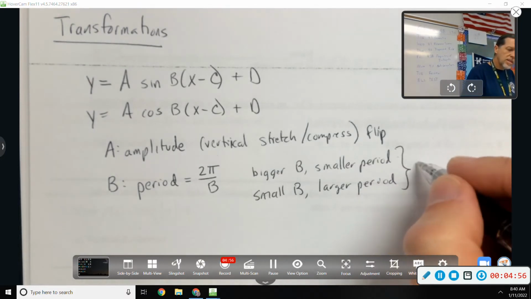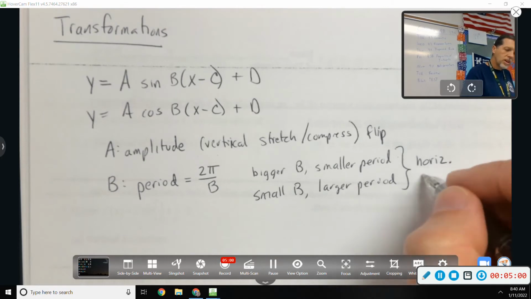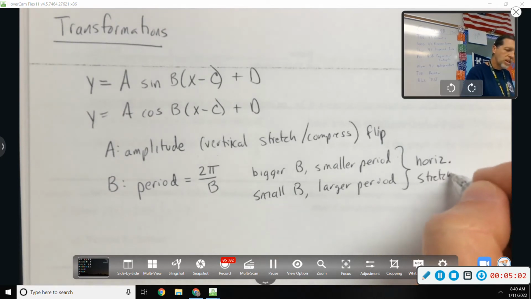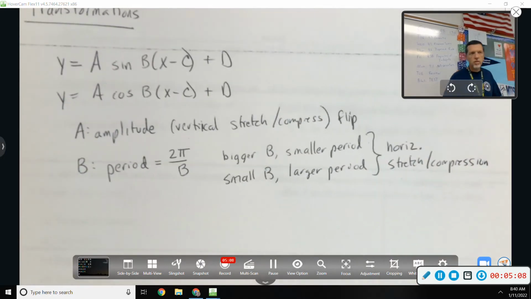Another way to say this is it's a horizontal stretch or compression. So it stretches the wave out or squishes it up, left and right. And again, it's a little bit backwards, so the bigger B is, it actually squishes it up. If B is small, it stretches it out.